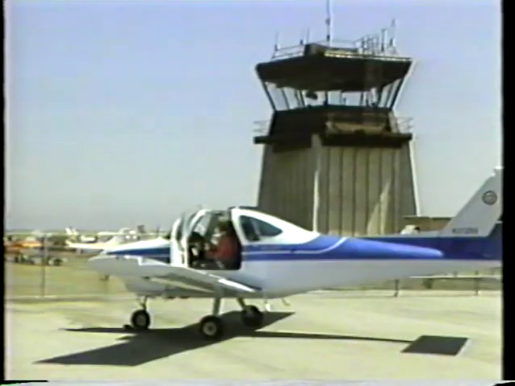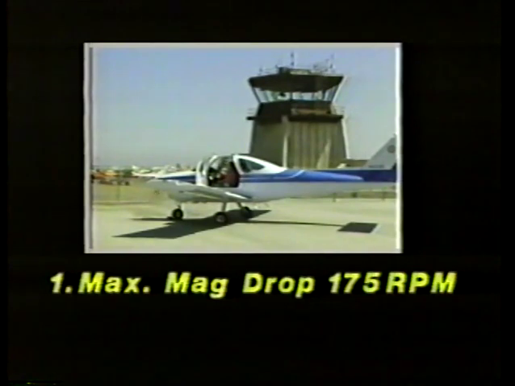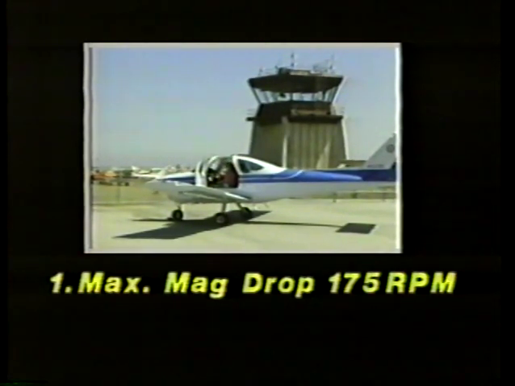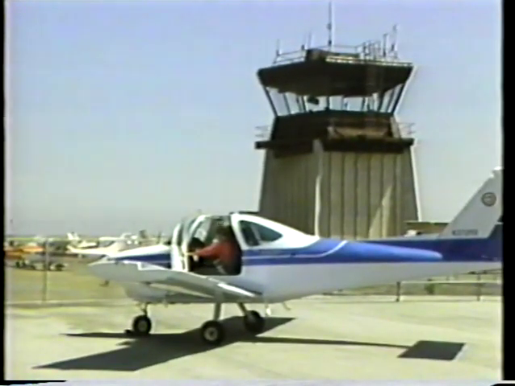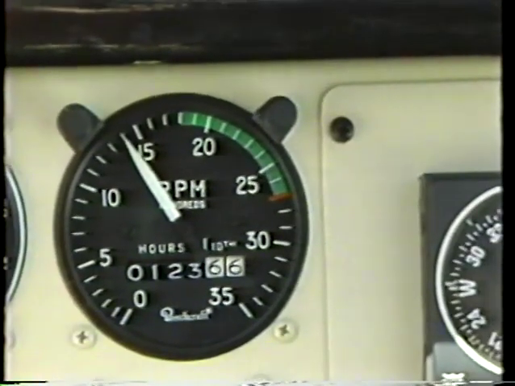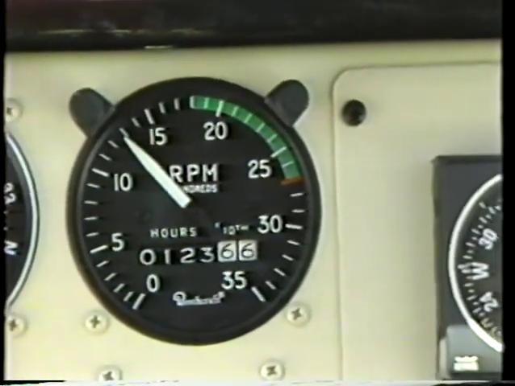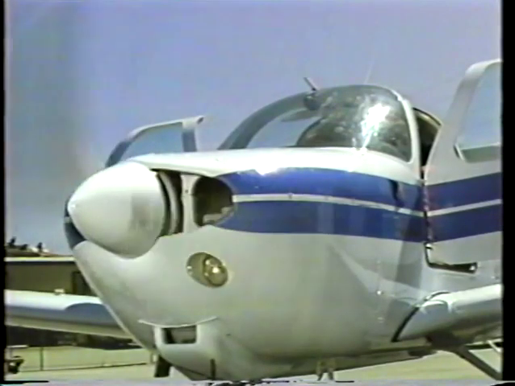Now there are two things in this that we have to watch for. We have the maximum drop on either mag of 175, and they also have to be within 50 RPM of each other in their drop. If either of these conditions go out of the limits, then we will have to have the mechanic check this and correct this discrepancy before flight. Okay, now we can bring the engine back to about 1,200 idle position and let it stabilize. And go ahead and shut the engine off.